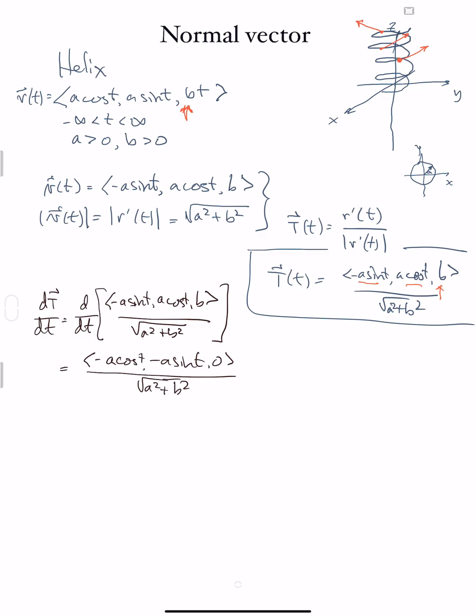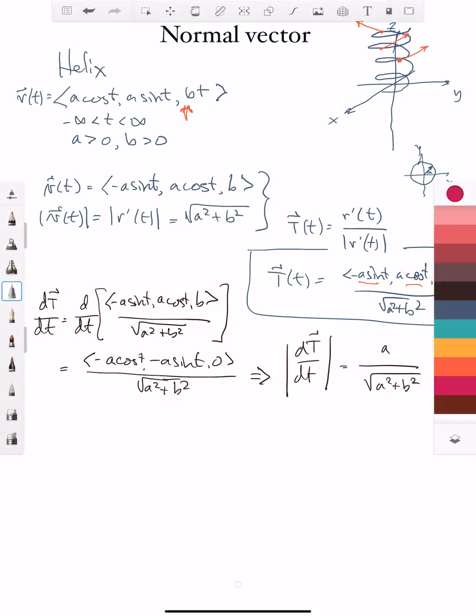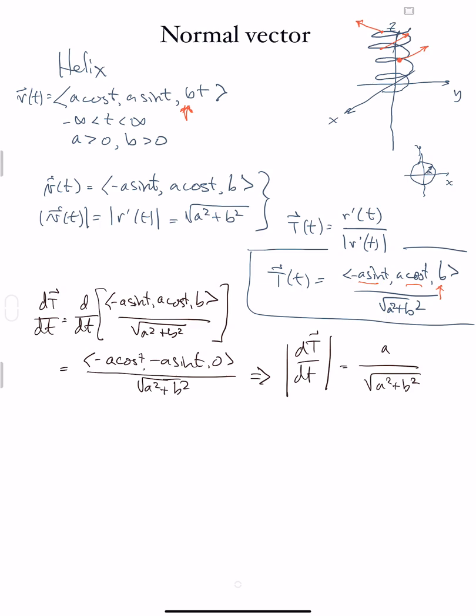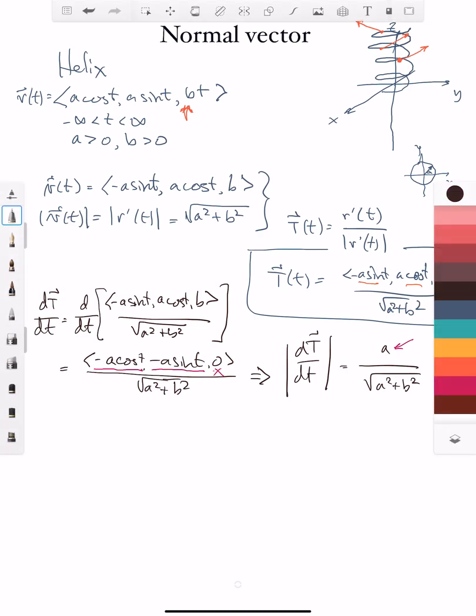Okay, so if we calculate the magnitude of that, we'll just end up with our value a over the square root of a squared plus b squared. Look what would happen if we did calculate that value. The magnitude should be the square root of the sum of squares. So here I would have a squared cosine squared, a squared sine squared, and then 0. So I end up with the root of a squared, which comes out to be my value of a. Okay, so now we can finish up and calculate our normal vector.